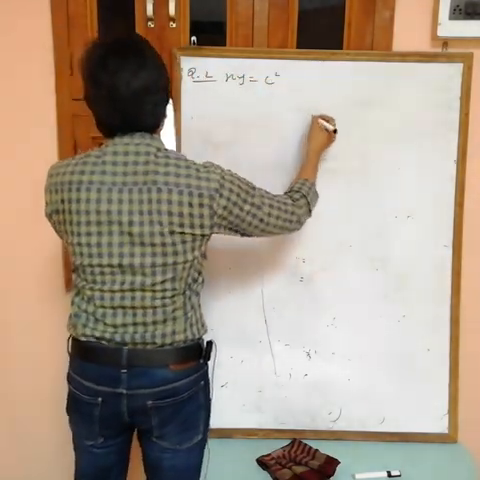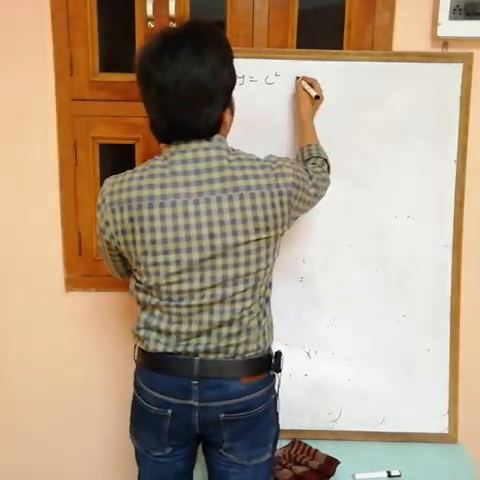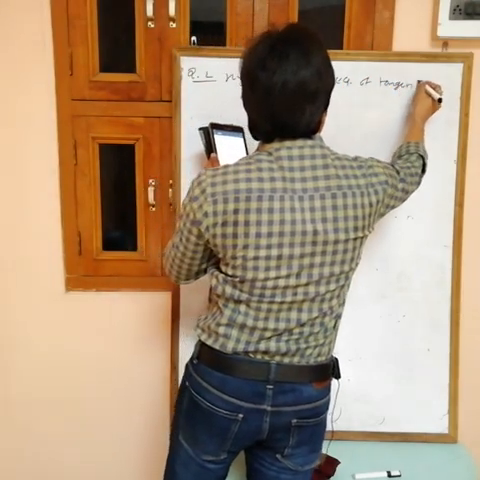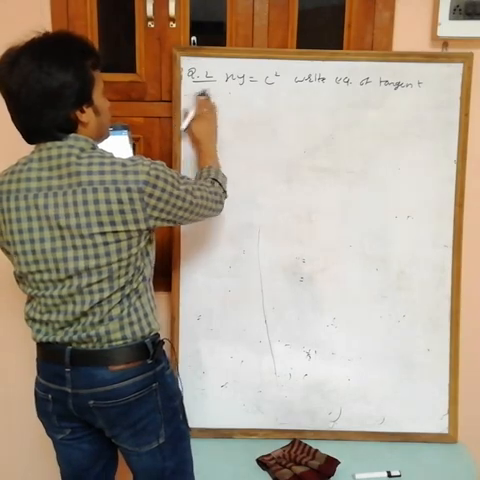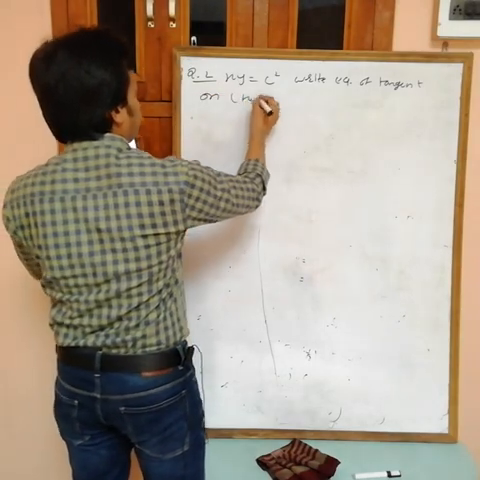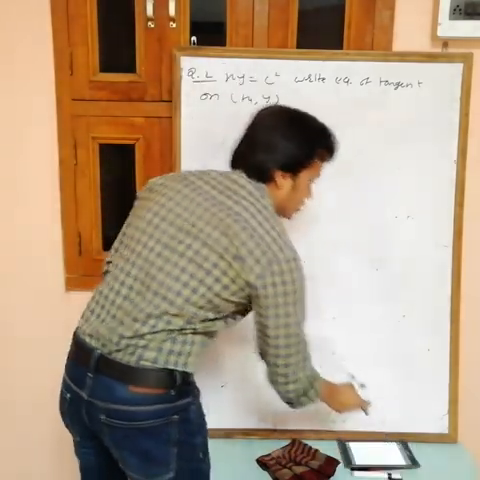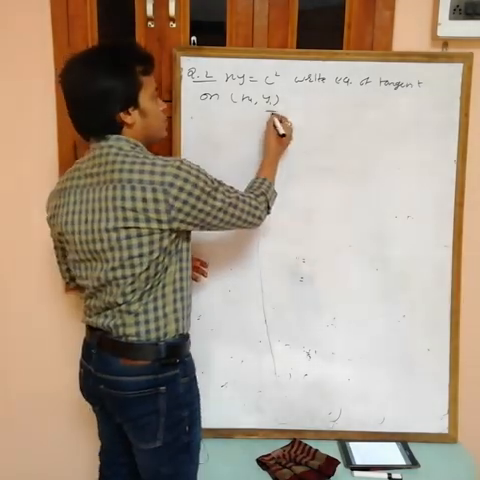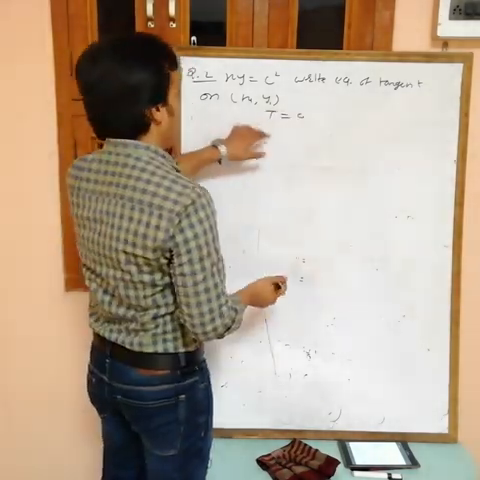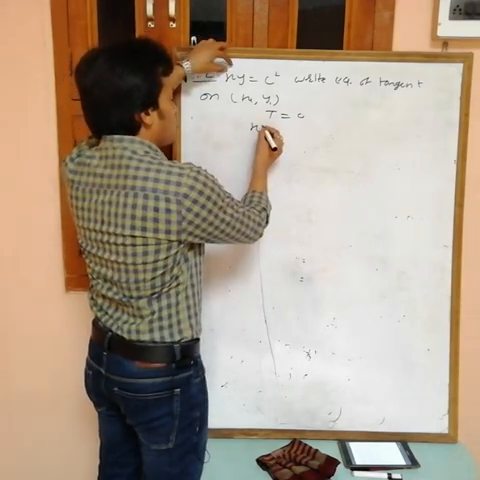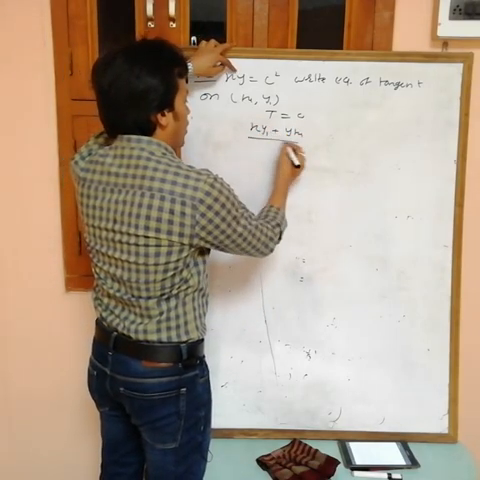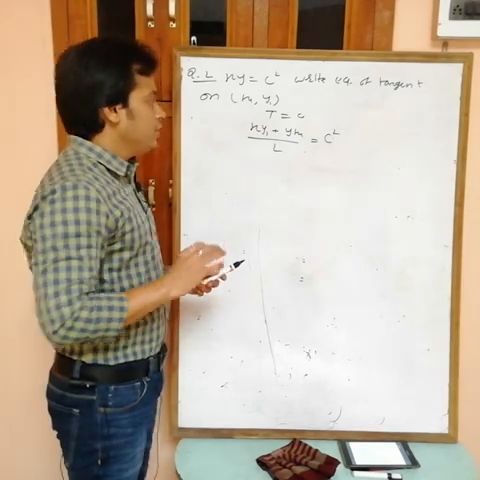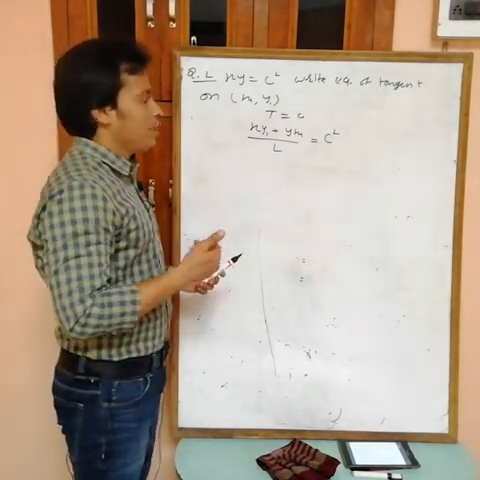For xy equals c square, write the equation of the tangent at x1 comma y1. We want the equation of the tangent at this point. We know that the equation of the tangent at any point of the curve is T equals 0. So we just find T equals 0. In place of xy, what do we put? x y1 plus y x1 by 2. The constant term remains the same. So this is the equation of the tangent at x1 comma y1.